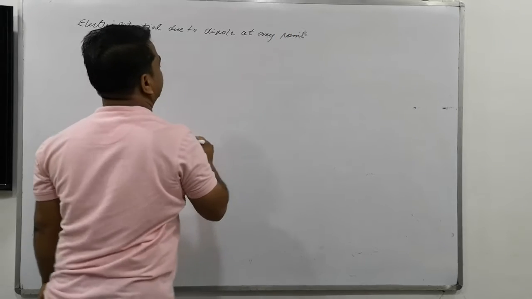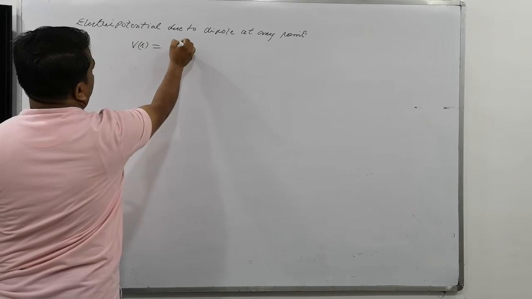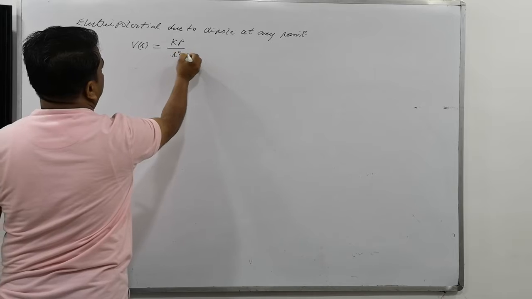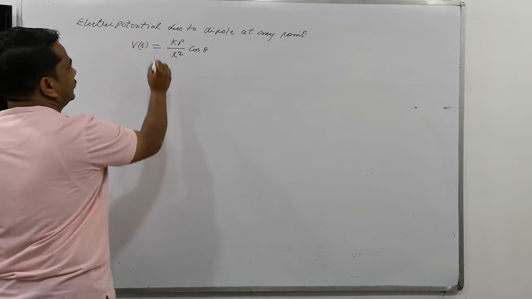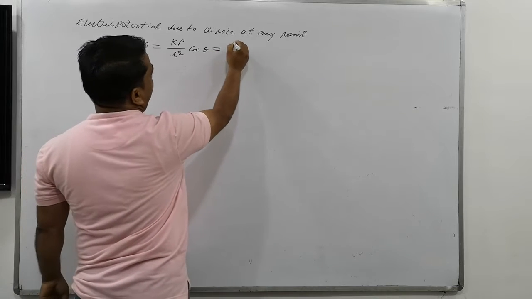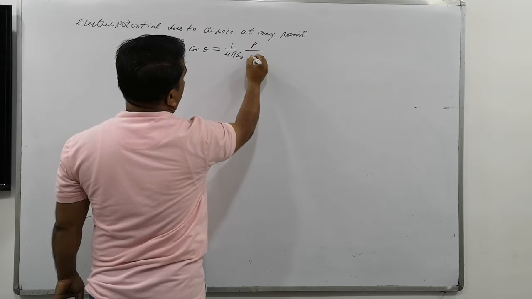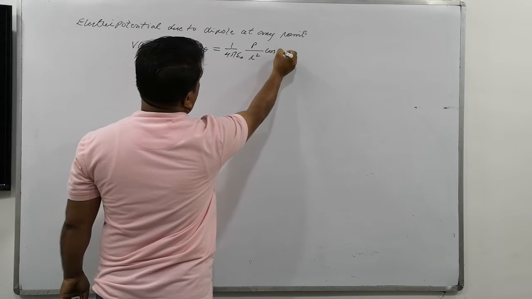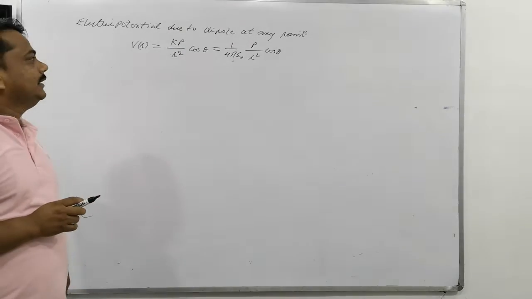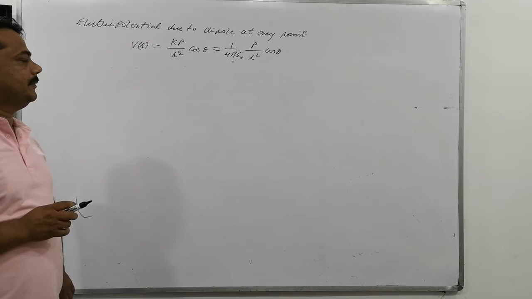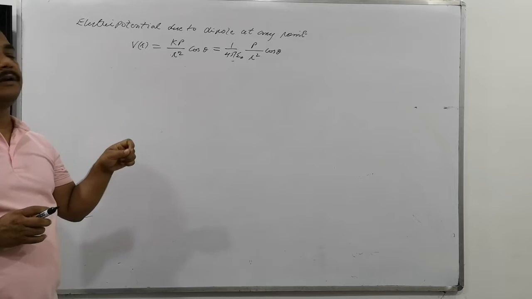What was the application? The formula is electric potential, represented by V, is kp by r square and cosine of theta. Is that clear? And further the expression can be corrected here: V is 1 by 4 pi epsilon naught, p by r square, and cosine of theta. I don't write k here in place of k, the 1 by 4 pi epsilon naught. It's a complex appearance right now, but you just remember that the value of k is 1 by 4 pi epsilon naught.